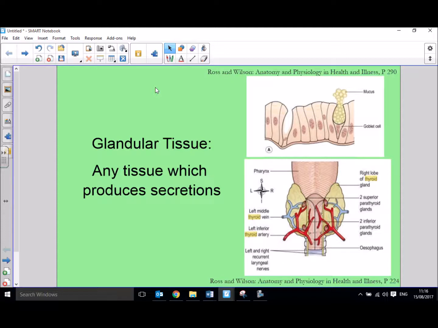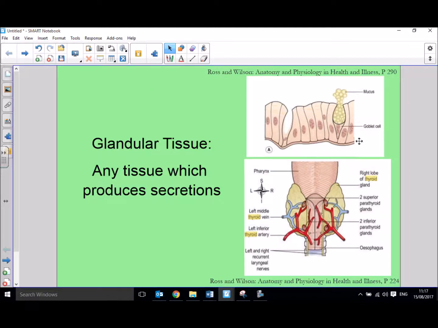They're what we call lymph nodes, and we'll come on to them much later in the semester. What glandular tissue actually is, is any tissue which produces secretions. And we've got lots of glandular tissue throughout our body, and it can range from just one individual cell producing secretions right up to a complex structure of multiple tissues.